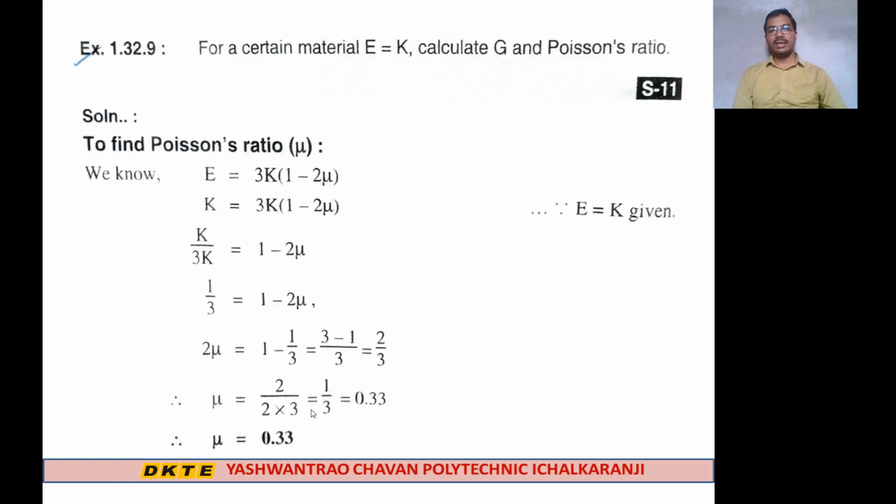For a certain material, E is equal to K, that is Young's modulus is equal to bulk modulus. Calculate G, that is modulus of rigidity, and Poisson's ratio. A similar question to the one we solved last time. E is equal to 3K into bracket 1 minus 2 mu, and the value of E is equal to K. It is given. Put K instead of E. K is equal to 3K into bracket 1 minus 2 mu. K gets cancelled and 1 upon 3 remains. After solving this equation, we will get the value of mu is equal to 0.33.